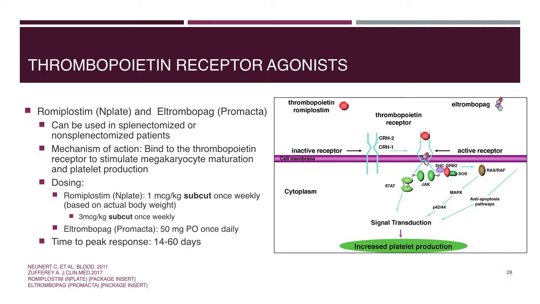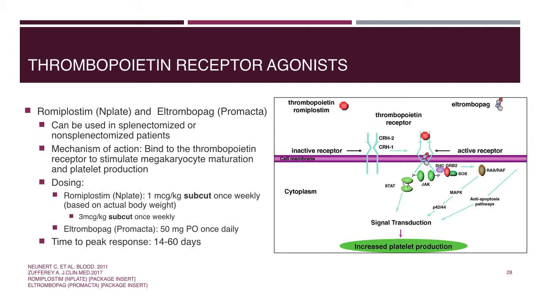Thrombopoietin receptor agonists, romiplostim (Nplate) or eltrombopag (Promacta), can be used in splenectomized or non-splenectomized patients. Their mechanism is that they bind to thrombopoietin receptors on megakaryocytes to stimulate megakaryocyte maturation and platelet production through the JAK and STAT pathways. Dosing is listed here for your review.